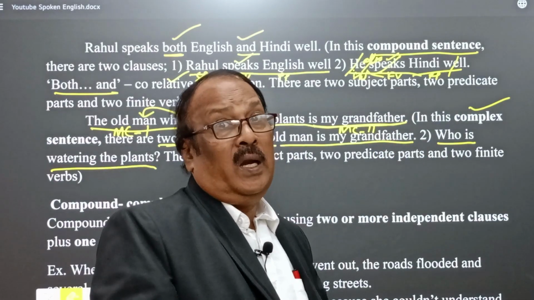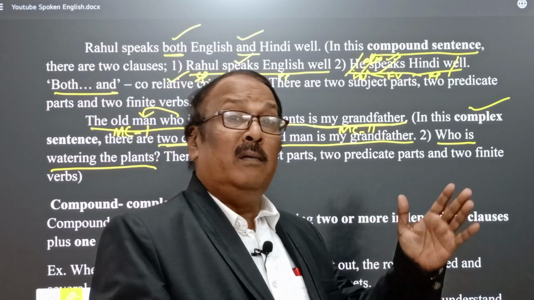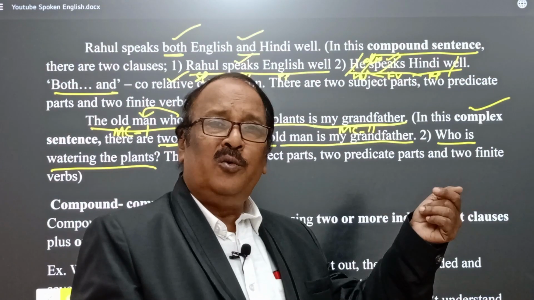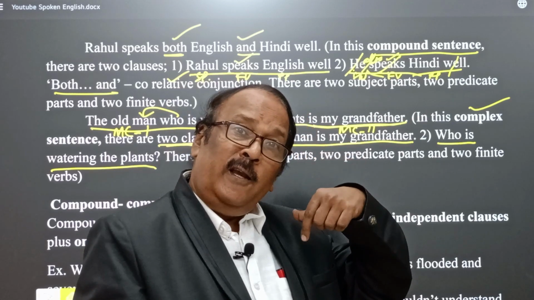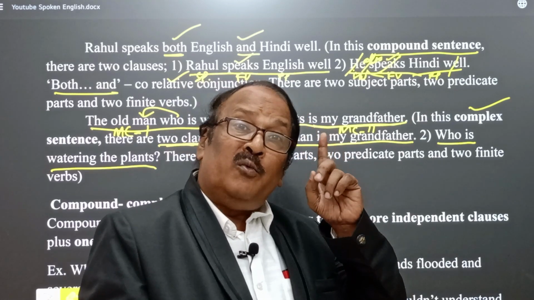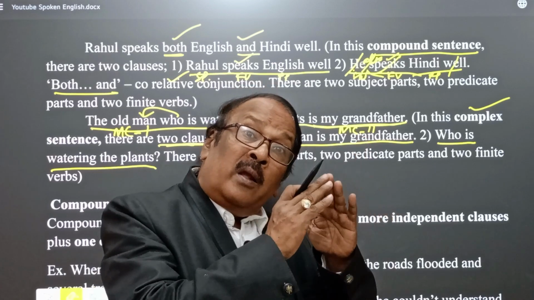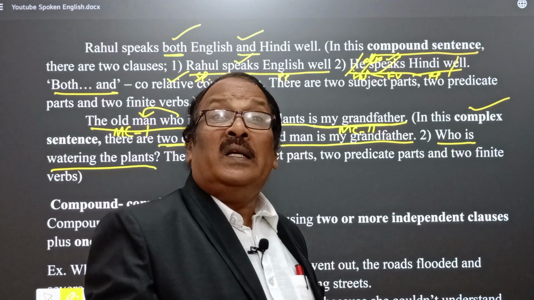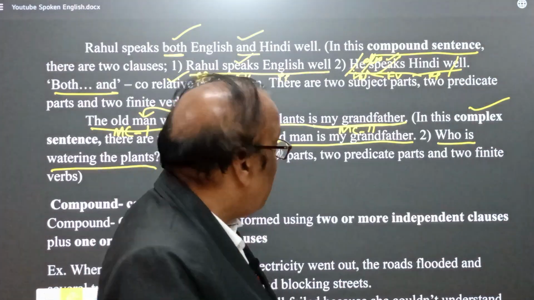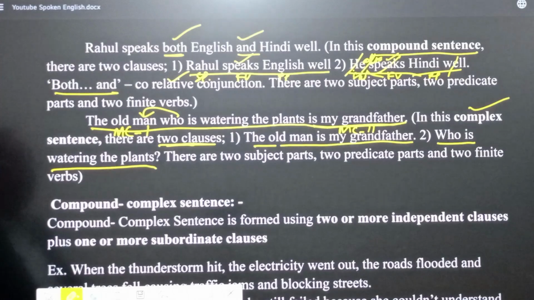In a compound sentence, there may be two or more than two independent clauses, and there is a coordinator. But in a complex sentence, there is one independent clause and there may be two, but they must be subordinate. Therefore here we find a subordinate clause.